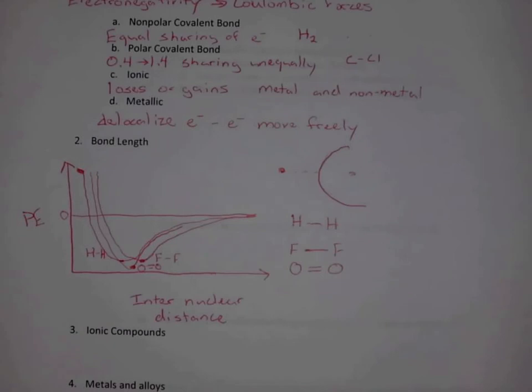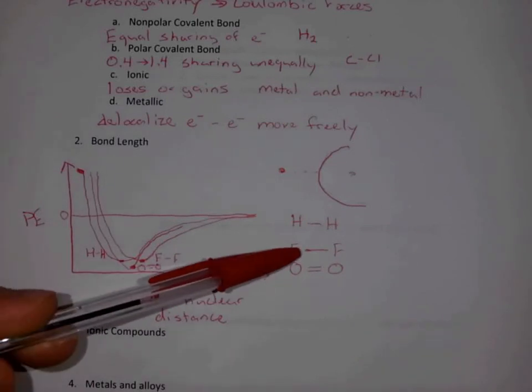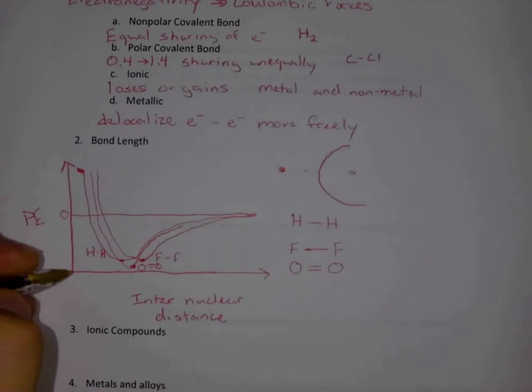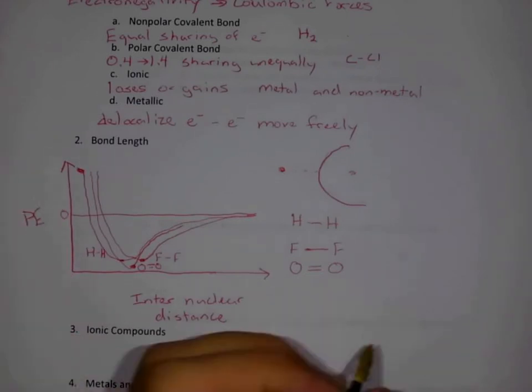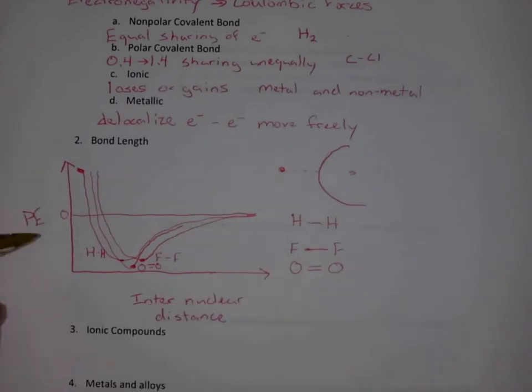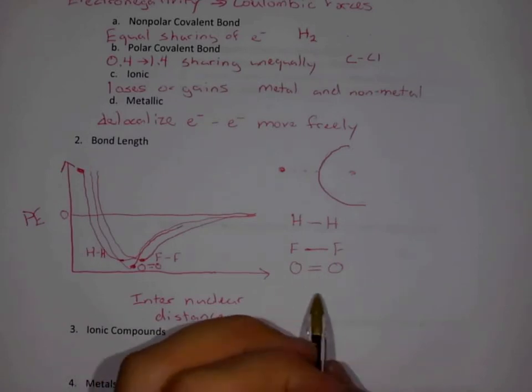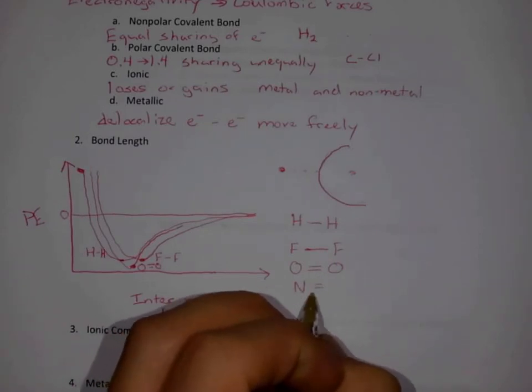We'll come back to those in a second. When we have a single bond, it's going to be weaker than a double bond, which would be weaker than a triple bond, and that shows up in our potential energy graph. A double bond is going to have a lower potential energy, meaning that it's more stable than a single bond, and a triple bond is more stable than a double bond. And our single bond is going to be longer than a double bond, which is going to be longer than a triple bond, like nitrogen.